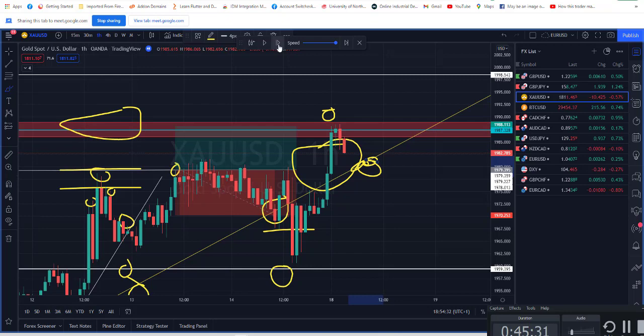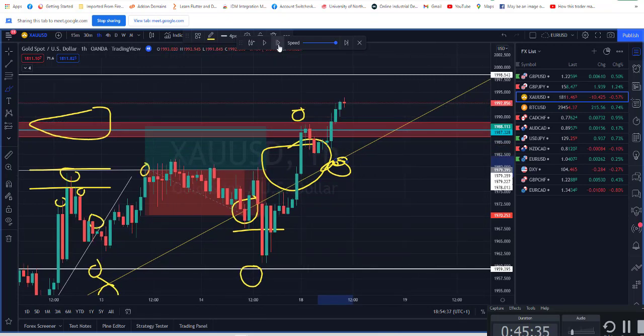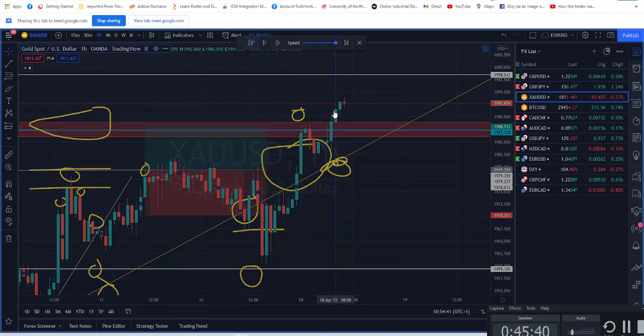Let's see what happens. Remember, that was a strong zone. So what is happening in the market? We have a break. Guys, watch it. Beautiful. I want to take this thing back here now for you guys to see.